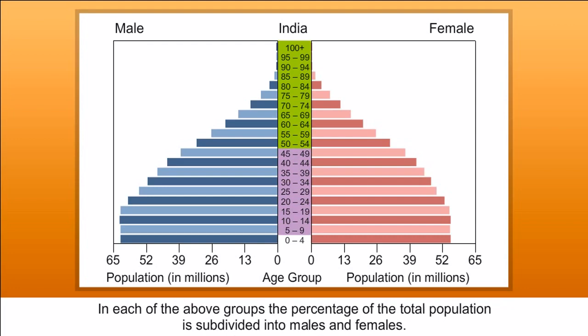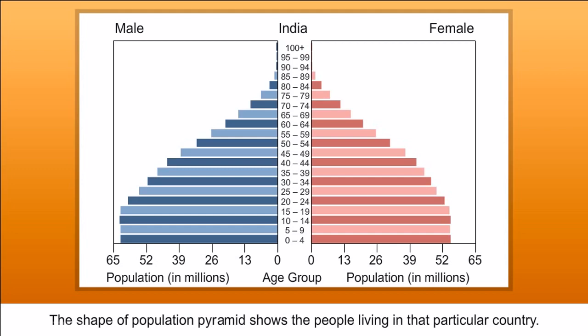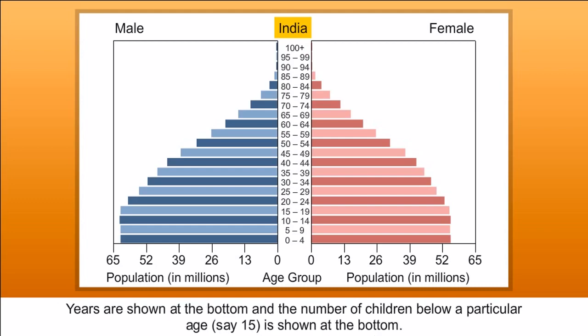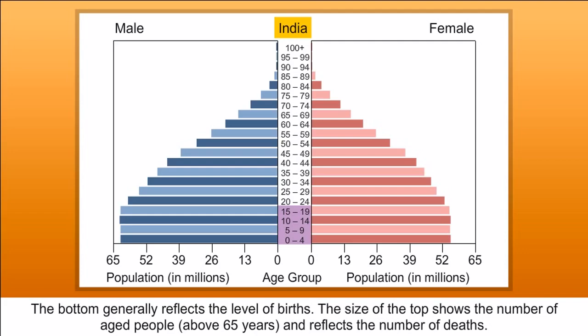In each of the above groups, the percentage of the total population is subdivided into males and females. The shape of the population pyramid shows the people living in that particular country. Years are shown at the side, and the number of children below a particular age, say 15, is shown at the bottom. The bottom generally reflects the level of births. The size of the top shows the number of aged people above 65 years and reflects the number of deaths.